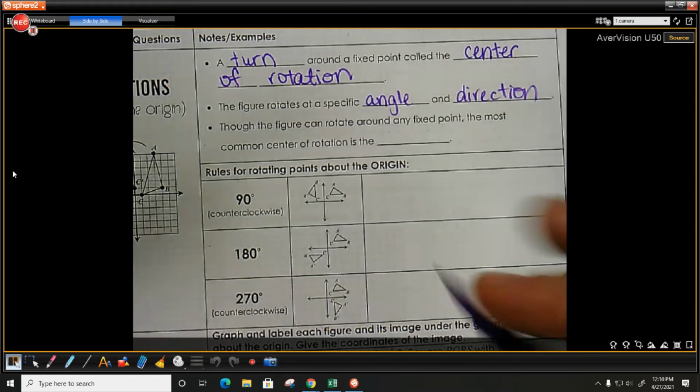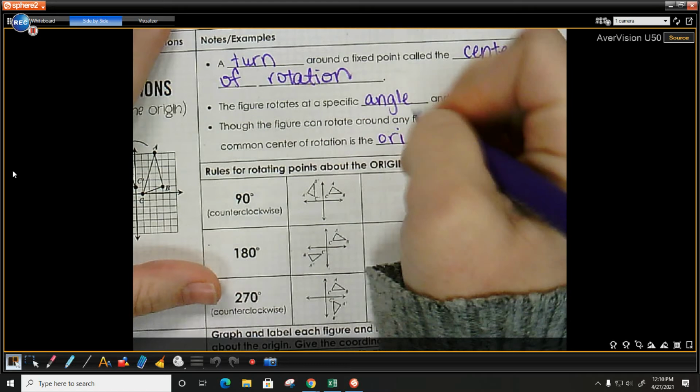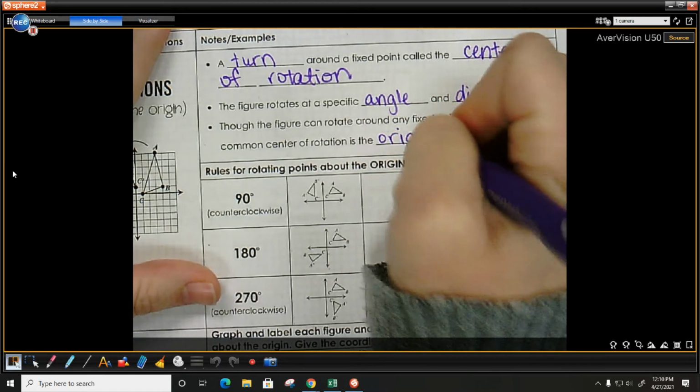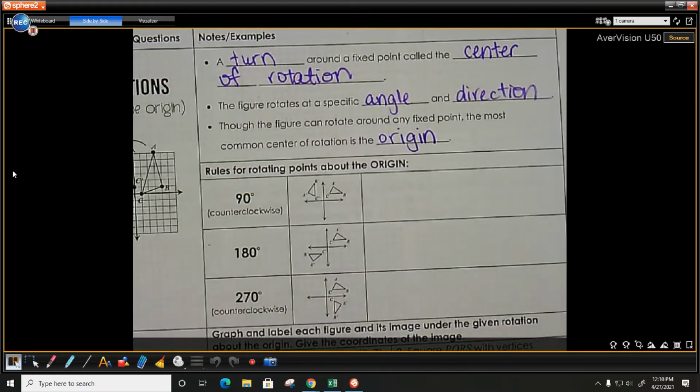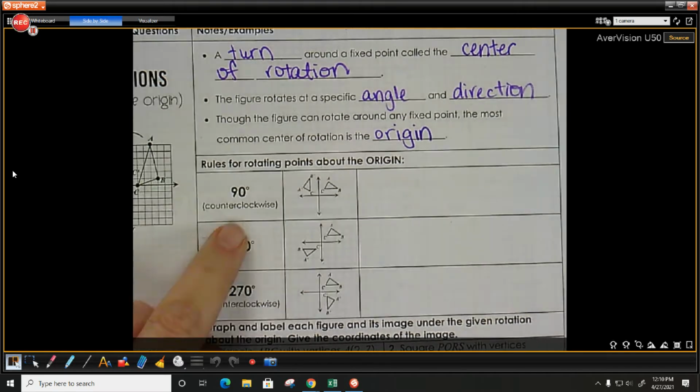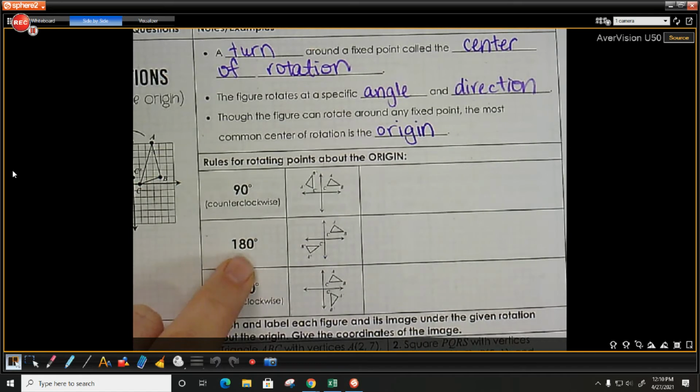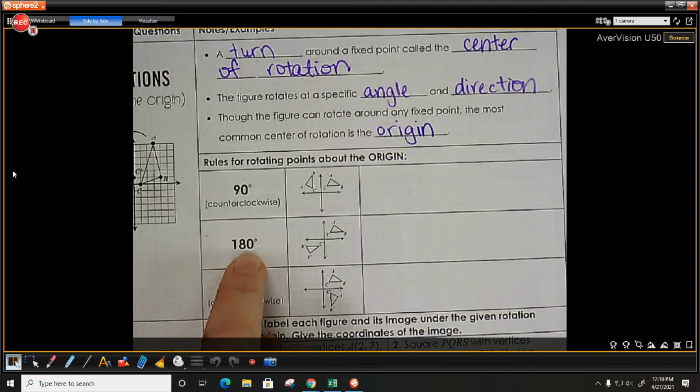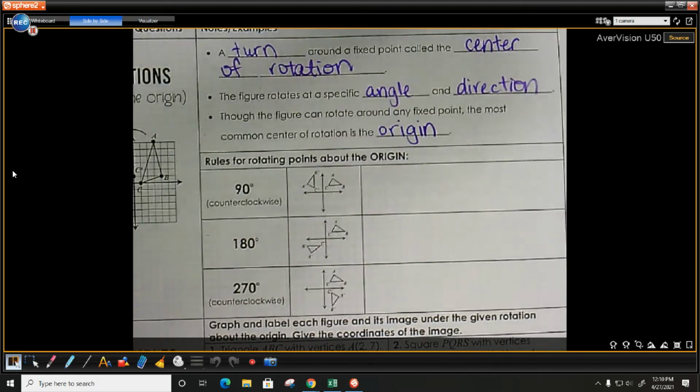It's a point. The origin, 0, 0. That's the only ones we're doing. Okay, they're all rotating about the origin. So they all follow a rule. We're always going counterclockwise. Well, if you do 180, isn't 180 counterclockwise and 180 clockwise going to give you the same thing? Yeah. If I turn my paper this way, counterclockwise, 180, that's the same as turning my paper this way, 180. So that's why it doesn't matter.